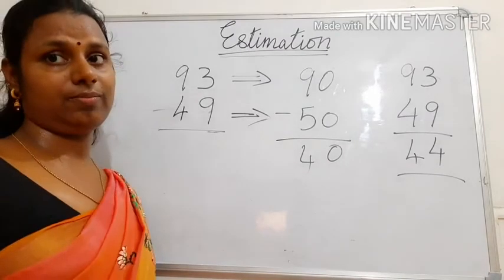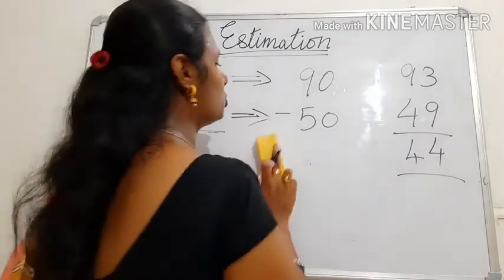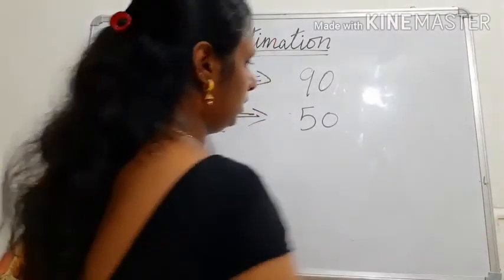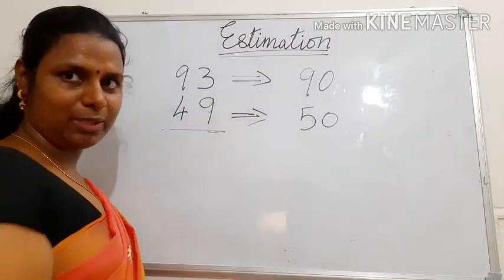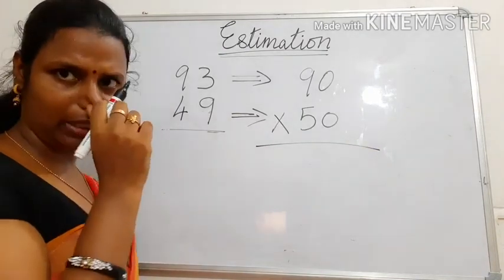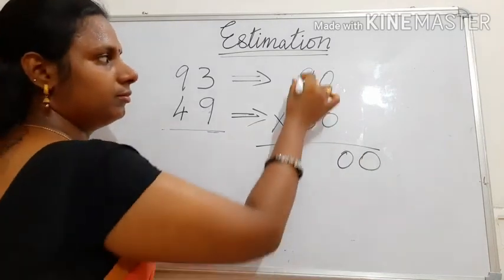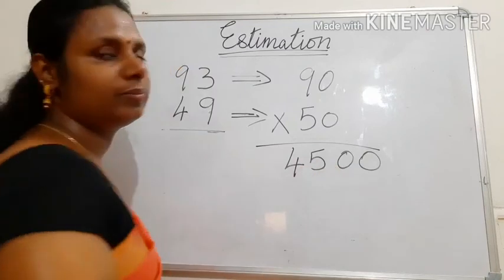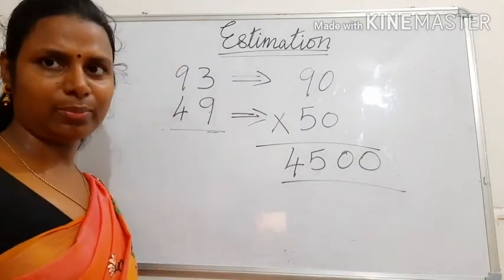If it is multiplication, what are you supposed to do? As usual, you multiply. So first thing you have to estimate, then you can multiply. Then easily you can multiply. 2 zeros are there, 9 times 5 is 45. So this is the thing you have multiplied.